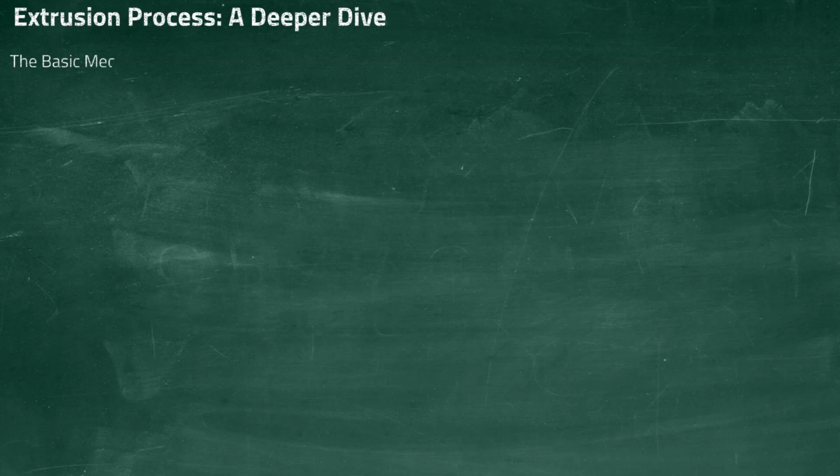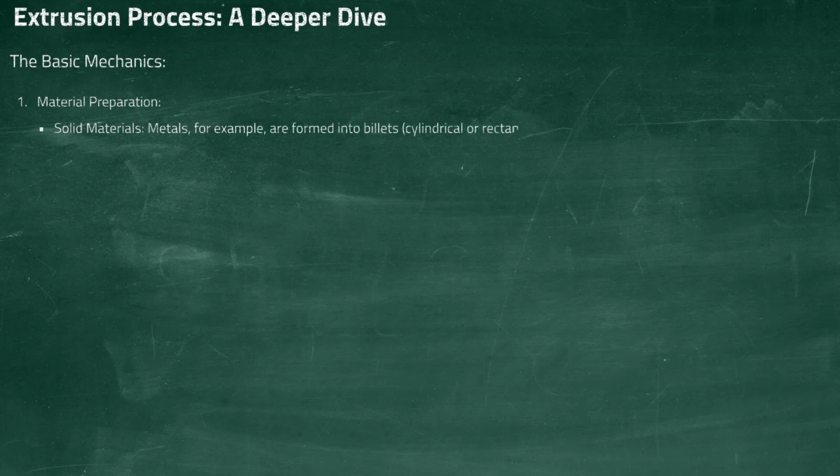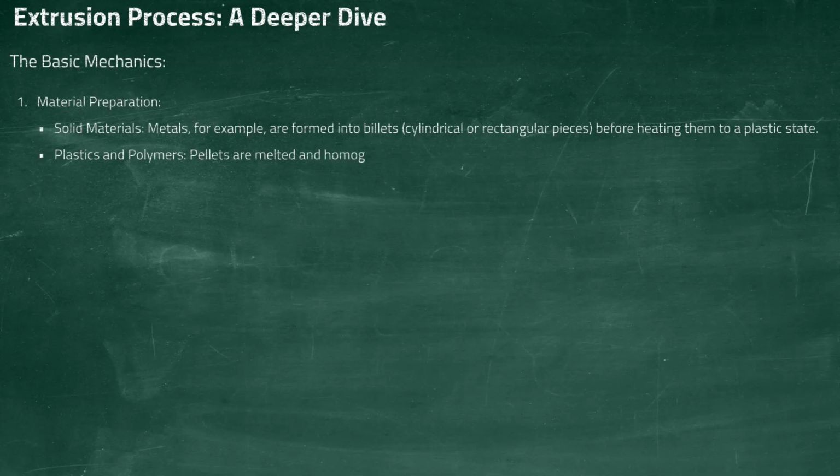The basic mechanics of an extrusion process. Step 1. Material preparation. Solid materials, metals for example, are formed into billets before heating them to a plastic state. Plastics and polymers: pellets are melted and homogenized to ensure consistent flow.